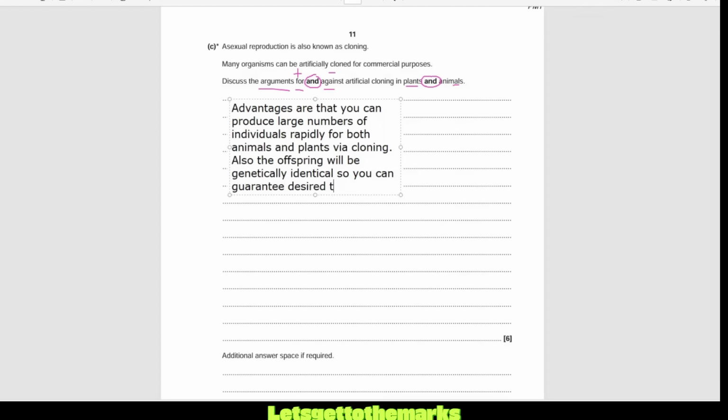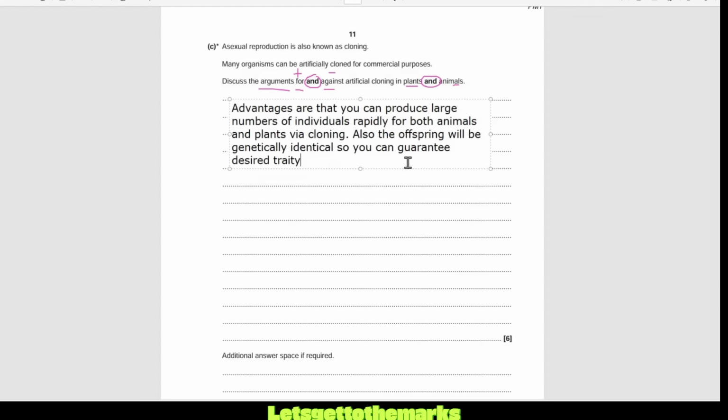What do I mean by that? If you've got some really juicy strawberries with the juicy strawberry gene, we can guarantee that the offspring will also have the juicy strawberry gene. So that would be the advantage with plants. And of course, the advantage if you have chickens that are high egg layers, they lay lots of eggs, and there's a gene for that, and you clone them, then the offspring are also going to have the gene for being high volume egg layers. So you're guaranteed that desired trait. That's going to get us a couple of marks for some nice advantages there.